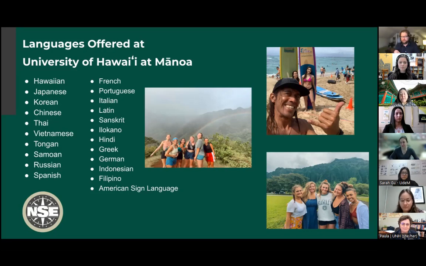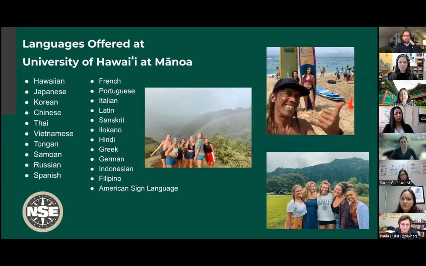And these are just some pictures of some of our NSE students here at the University of Hawaii and around the island, enjoying everything that we have to offer. Of course, a lot of outdoor activities, hiking, beaching, swimming, all kinds of great things. But in this session, we really did want to highlight the languages.